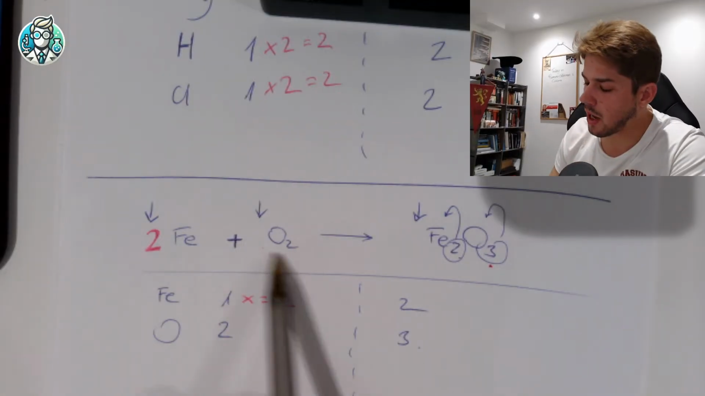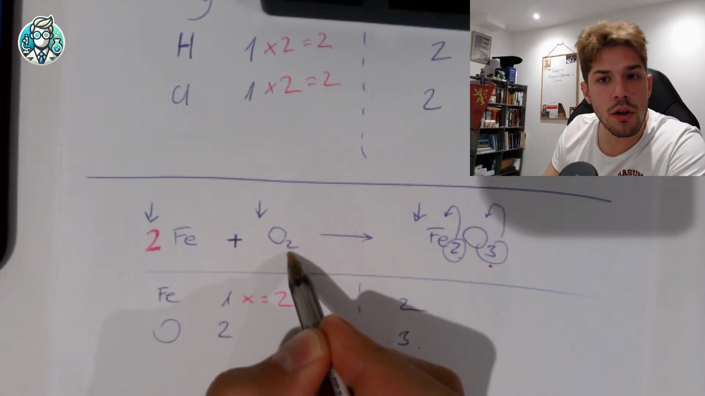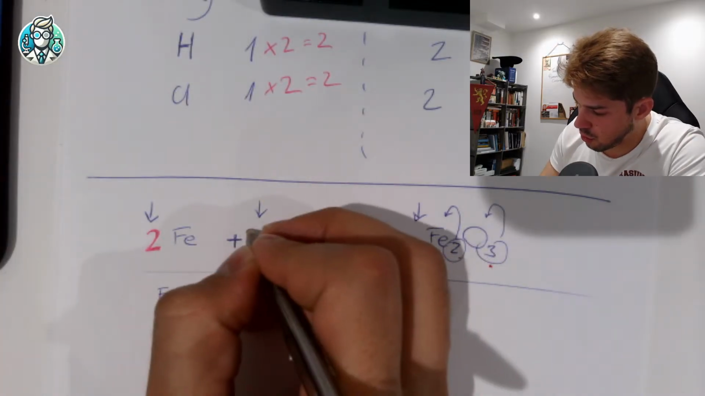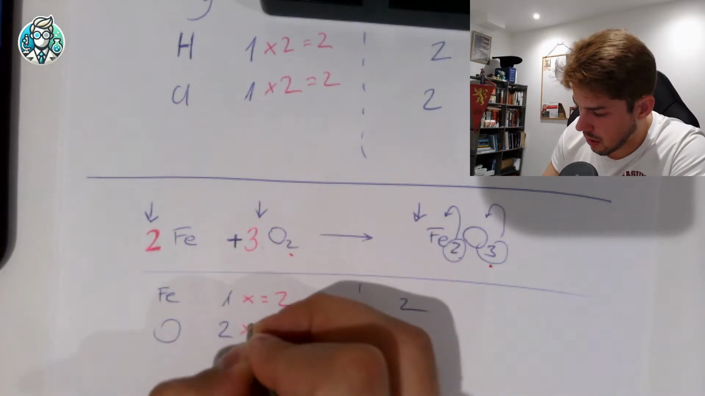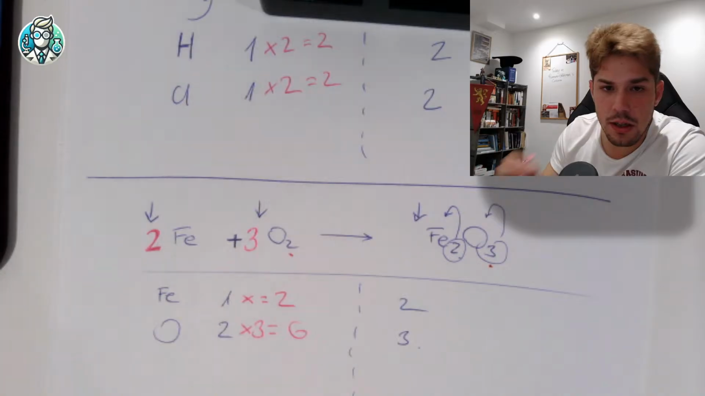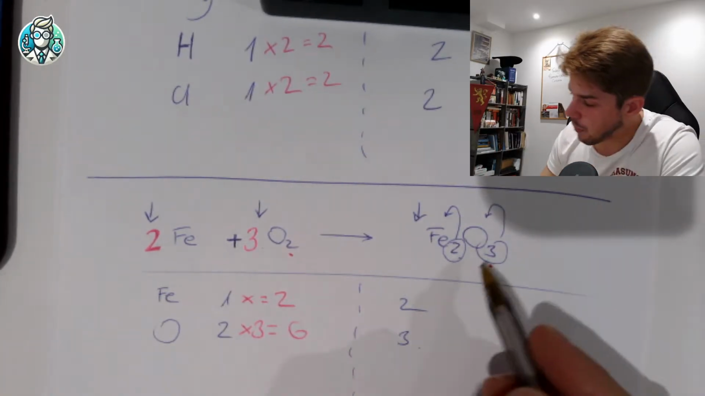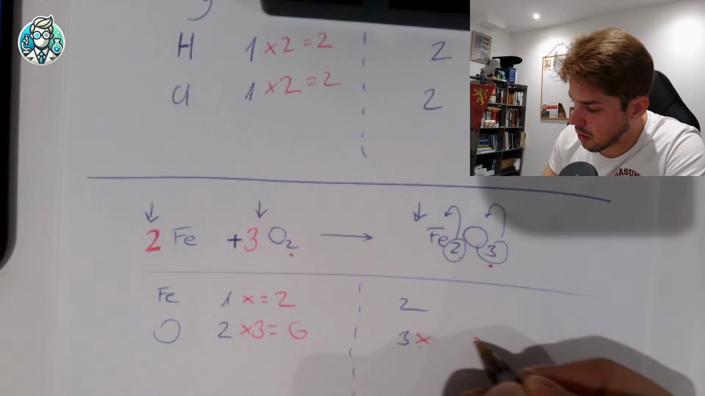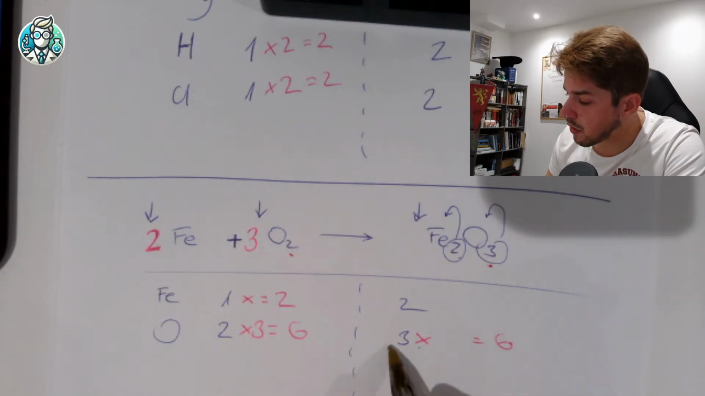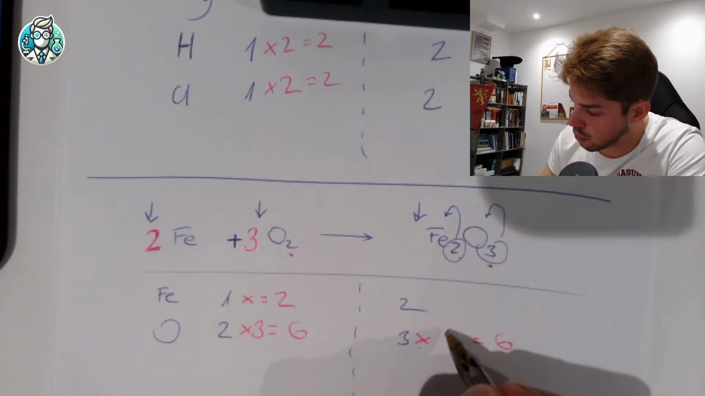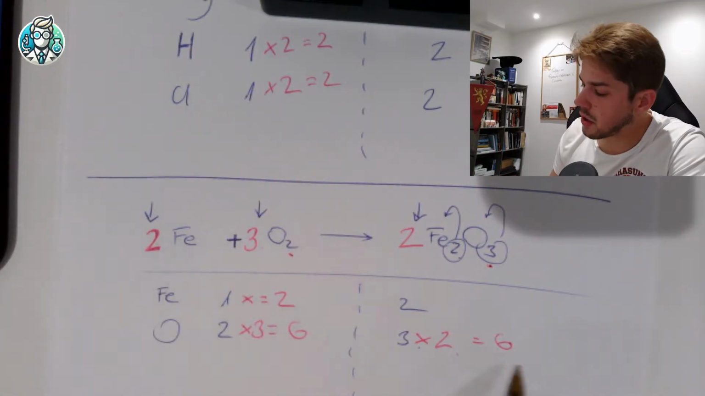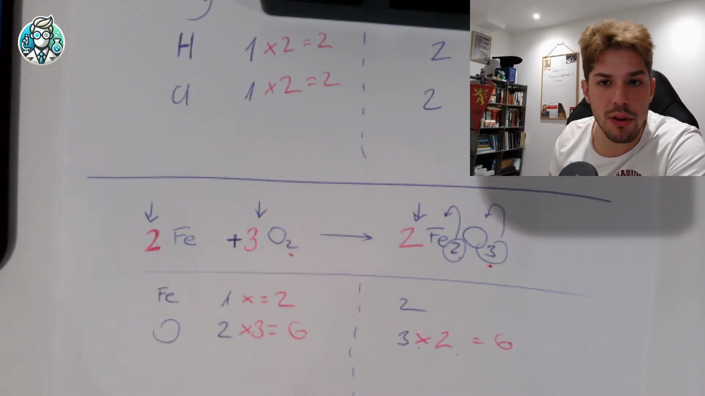So what number do I have to put in here so it makes 6? Easy. 2 times 3, that makes 6. And what number do I have to put in here so that makes 6? One number multiplied by 3 gives me 6. 2. So I need to put that 2 in here. So now I have 6 oxygens in both.